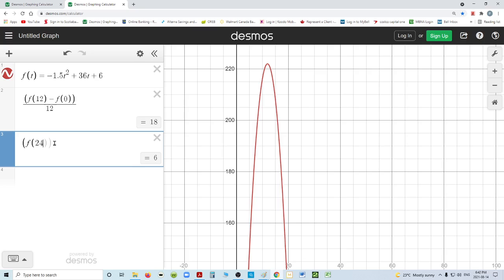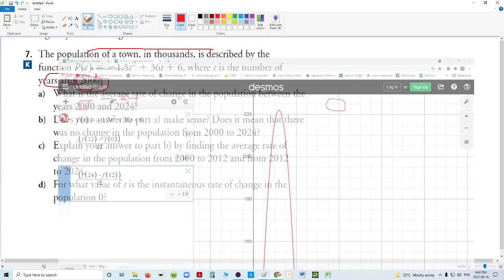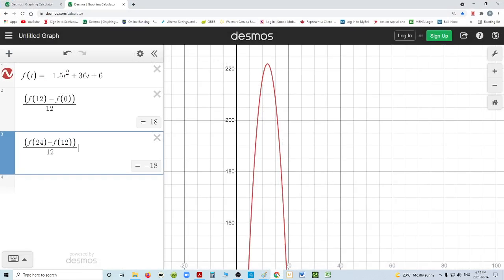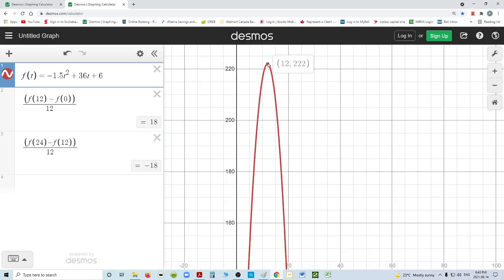f24 minus f12, divided by 12, the rate of change was the opposite, negative 18,000 per year. So something brought the people there right up to 2012, and then afterwards they went away. For what value of t is the instantaneous rate of change in the population 0? At the vertex. That's the only place you can find an instant rate of change of 0, at the vertex, because that tangent line that we draw there will be a flat line.